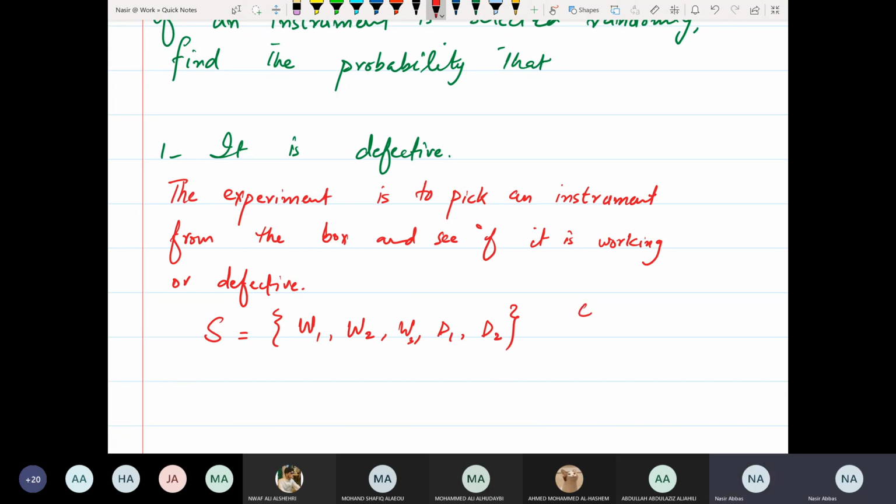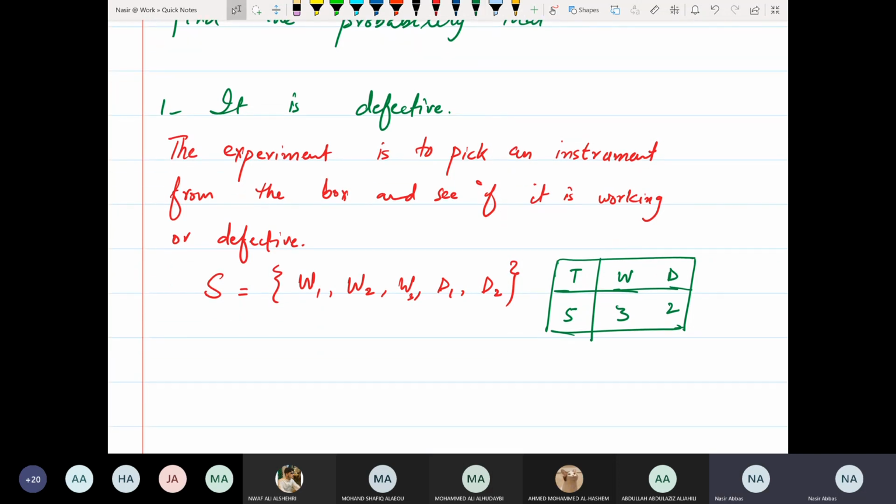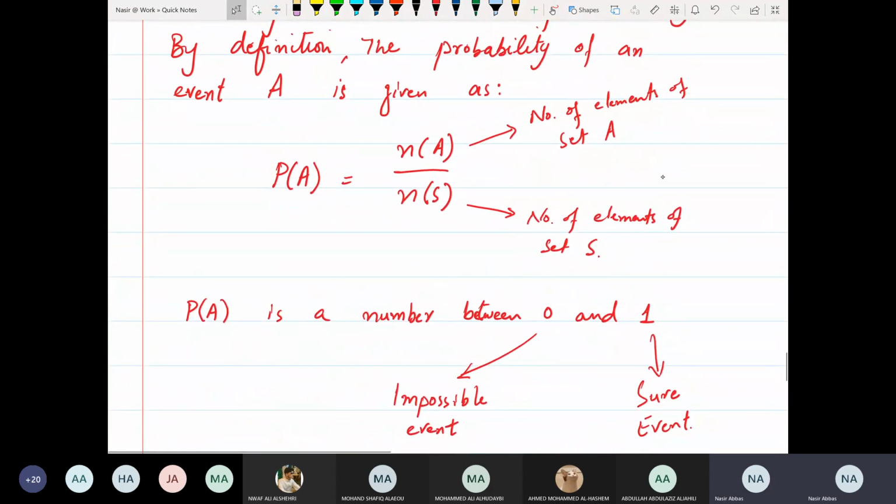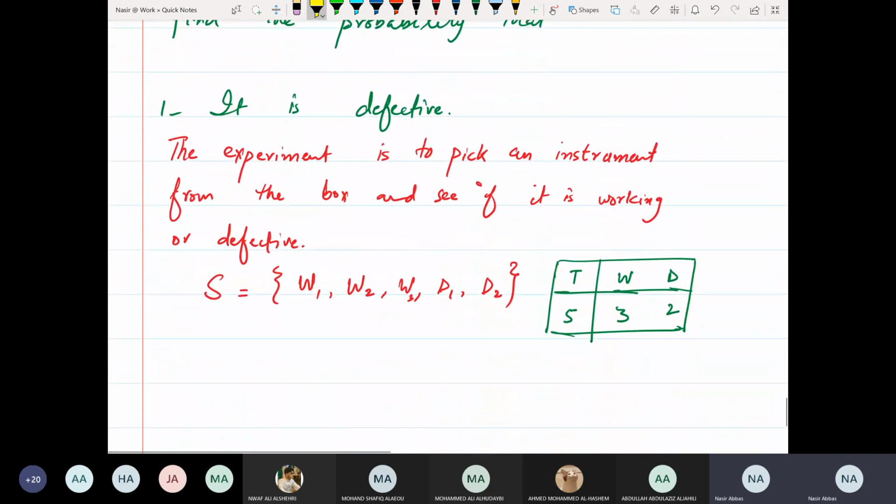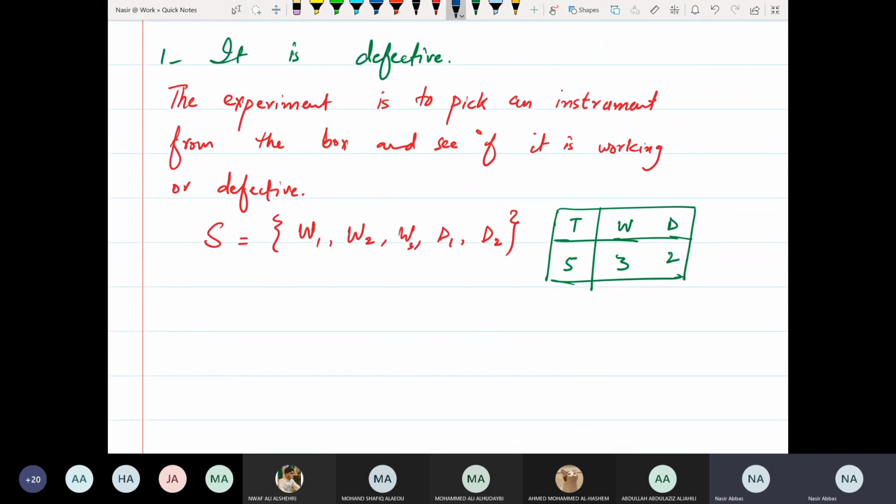So in your sample space, there are a total of 5 instruments, out of which there are 3 working and 2 defective. That is the organization of your sample space. And if you look at the sample space, we defined something which is n of S, the number of elements of your sample space. Your n of S is 5. There are 5 elements in your sample space.